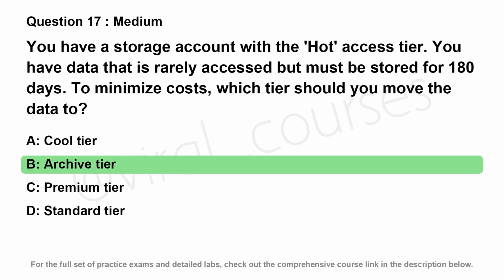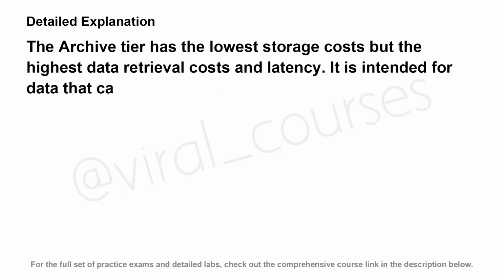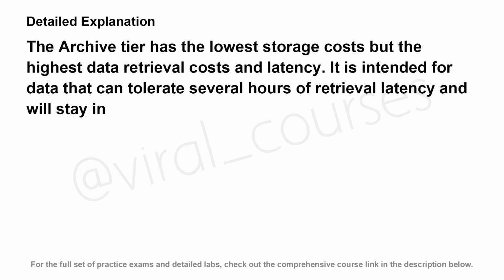The correct answer is B. The Archive tier has the lowest storage costs but the highest data retrieval costs and latency. It is intended for data that can tolerate several hours of retrieval latency and will stay in the archive for at least 180 days.